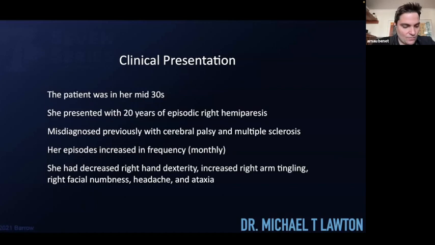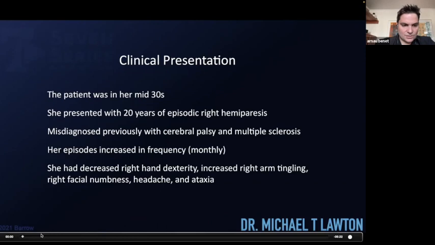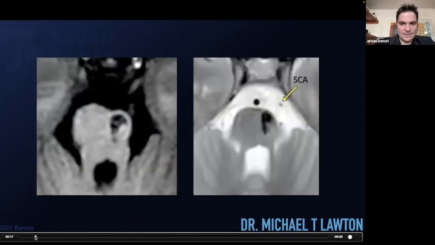This is a video of my mentor, Dr. Lawton. It's a cavernous malformation of a patient, let's say 30s, that had decreased right hand dexterity, increased right arm tingling, numbness of the face, some ataxia, was misdiagnosed. It bled before. It was now causing serious problems. So let's see if I can find the video controls. All right, skip into it.